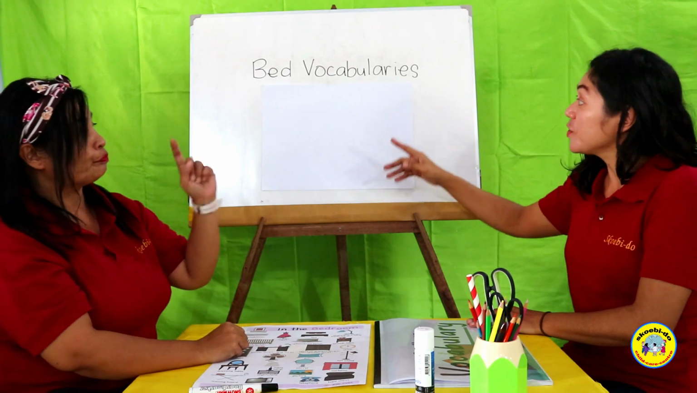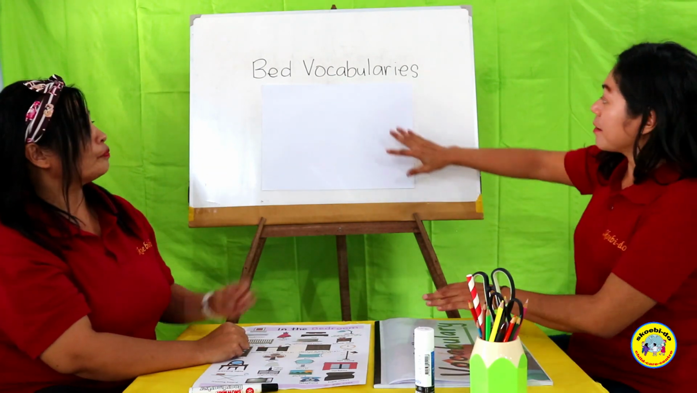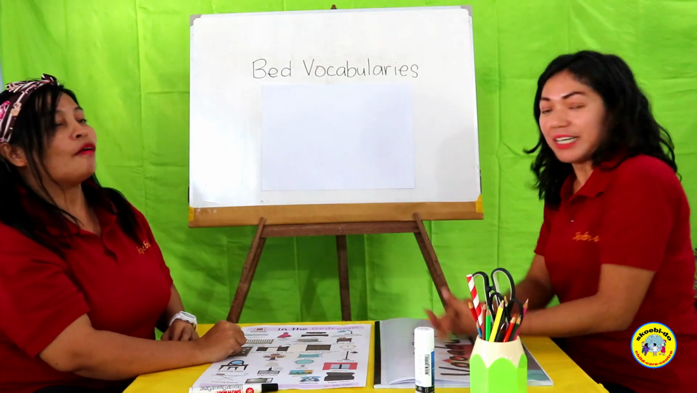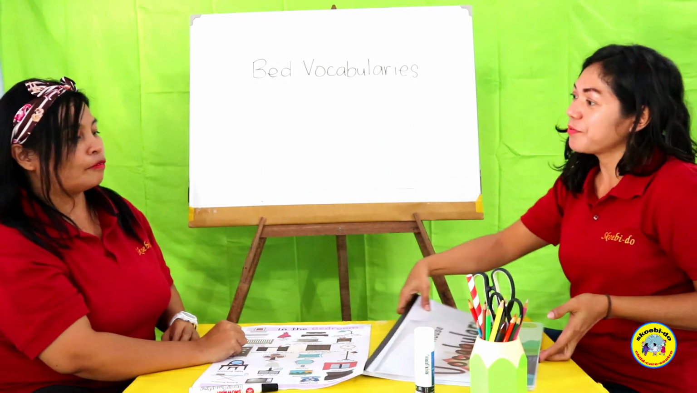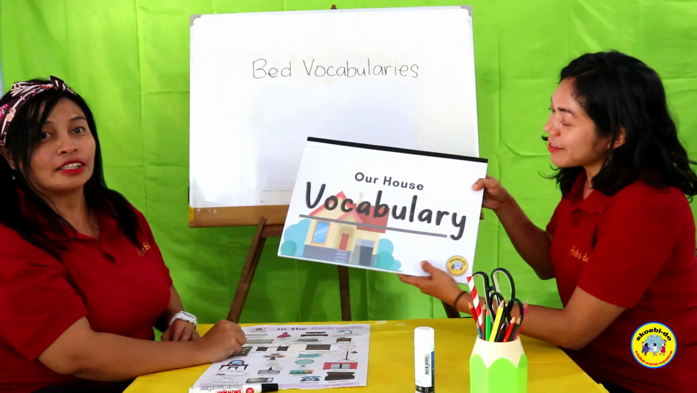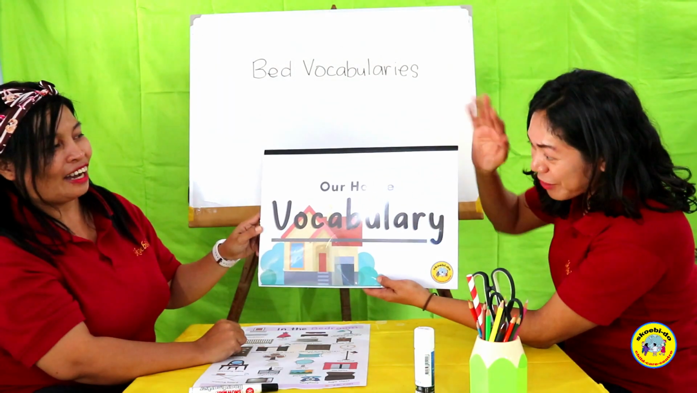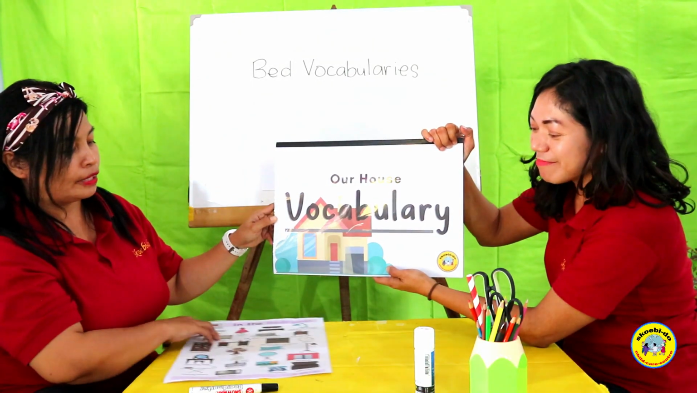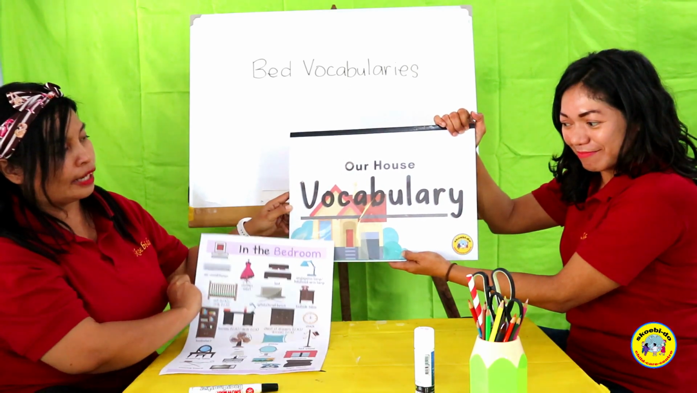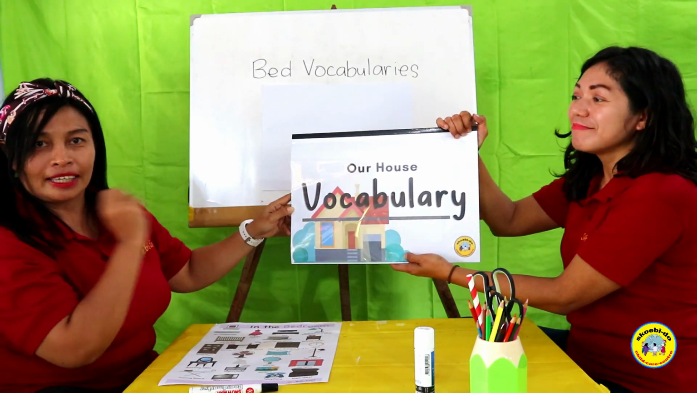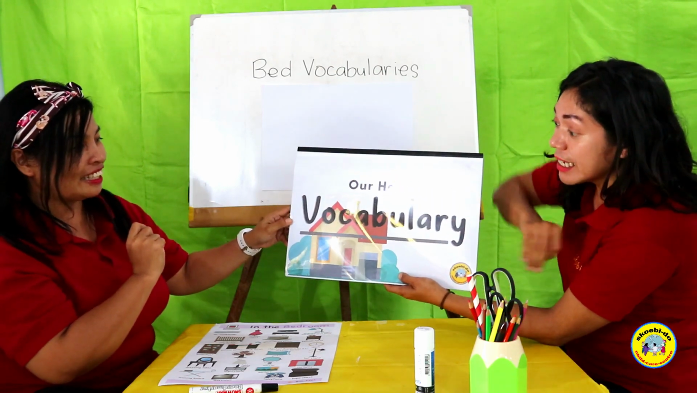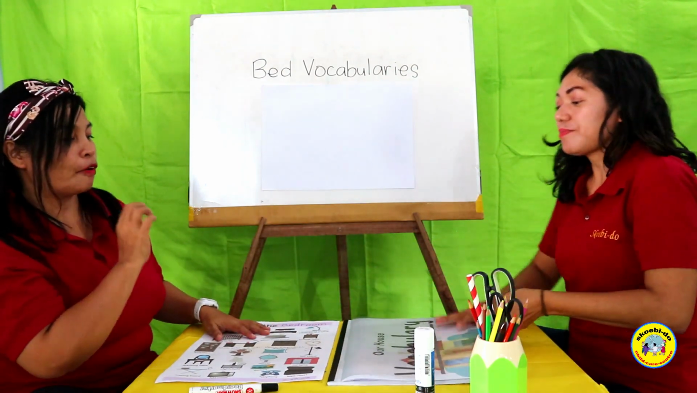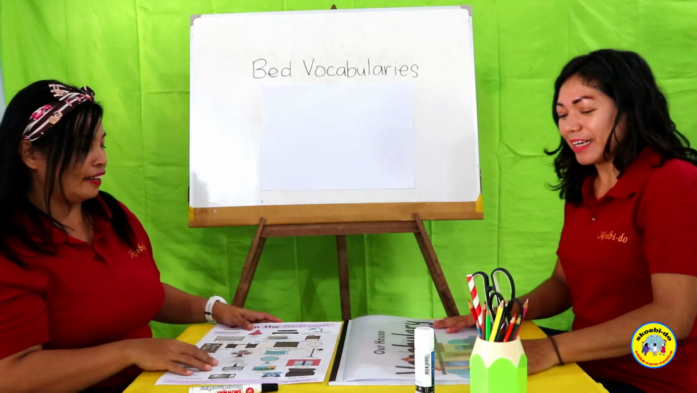For kids 1, 2, 3 years old, we need to prepare one black paper, Miss, to stick the pictures on. And how about the kids from 4 to 6 years old? We have a book, Our House Vocabulary, where you can find all the items, the pictures of our bedroom, and try to cut and stick them. And don't forget to stick it with the initial letter, same as these words. Okay, let's try this.